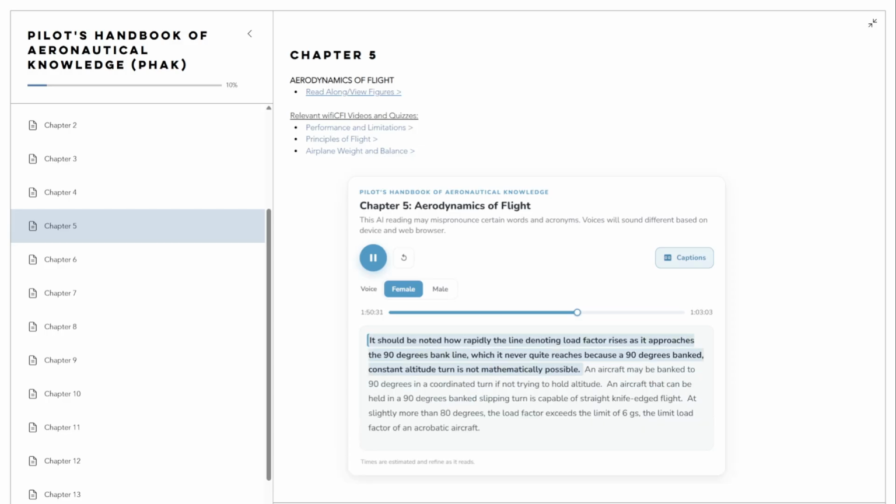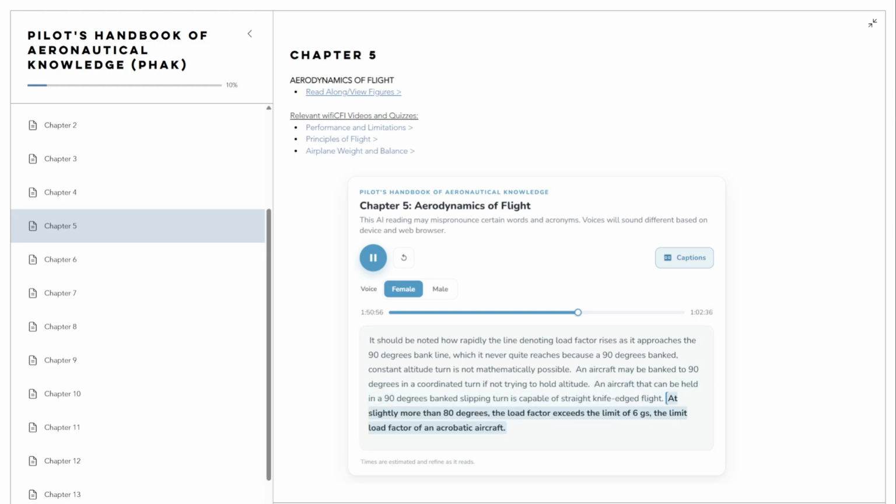It should be noted how rapidly the line denoting load factor rises as it approaches the 90 degrees bank line, which it never quite reaches because a 90 degrees banked, constant altitude turn is not mathematically possible. An aircraft may be banked to 90 degrees in a coordinated turn if not trying to hold altitude. An aircraft that can be held in a 90 degrees banked slipping turn is capable of straight knife-edged flight.